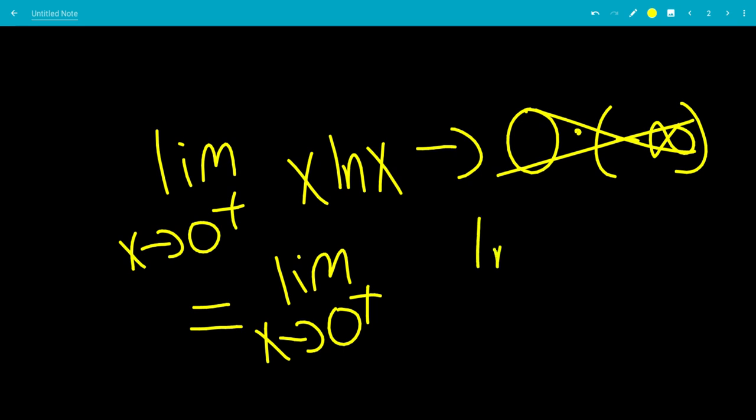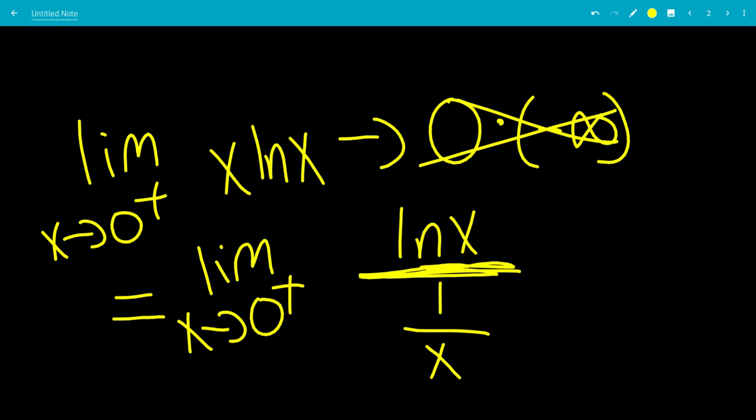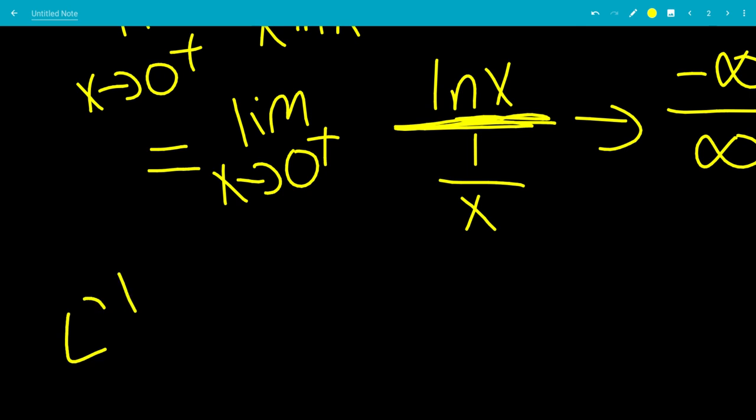So we're going to have ln x on the top. Now if we move x to the bottom, we'll be left with 1 over x. Okay, so this is the fraction bar. So plugging 0 plus into the top, you get negative infinity. Plugging in 0 plus to the bottom, you get 1 over 0 plus, which is defined to go to infinity. So now we can use L'Hopital's rule.